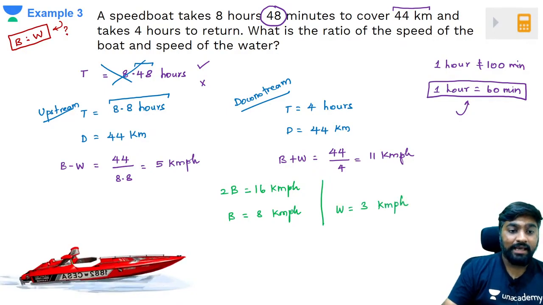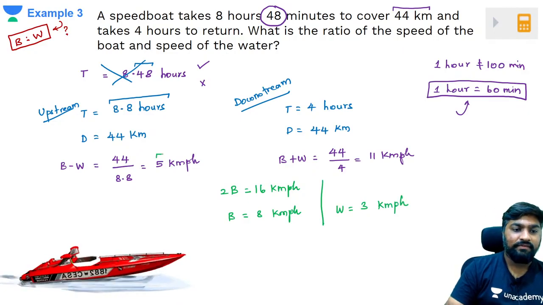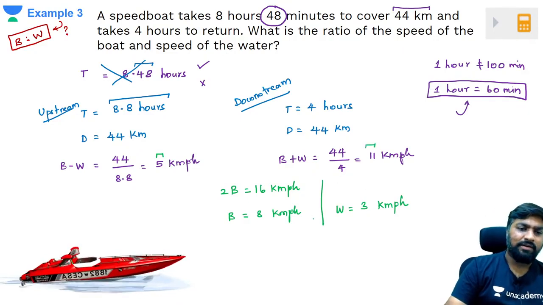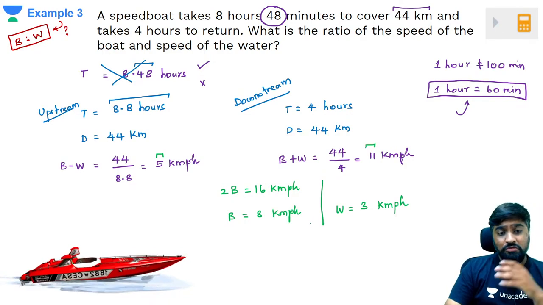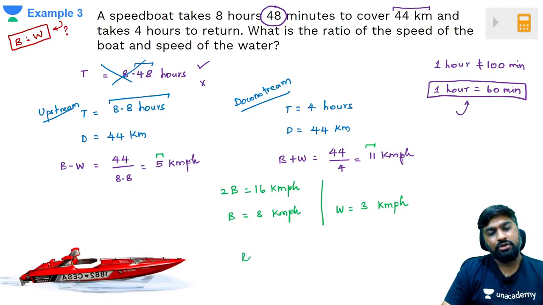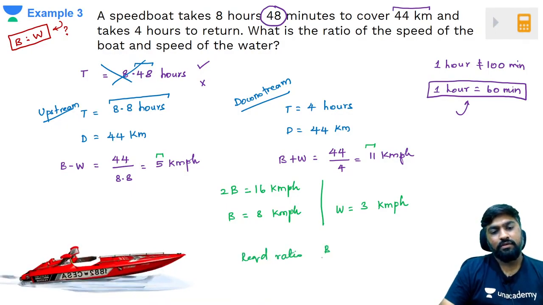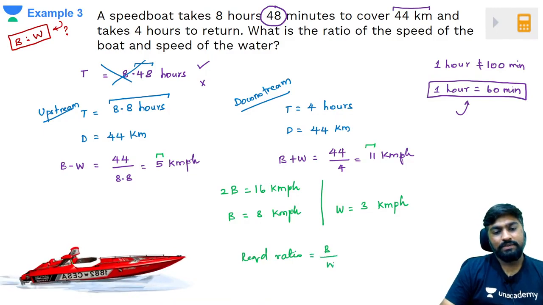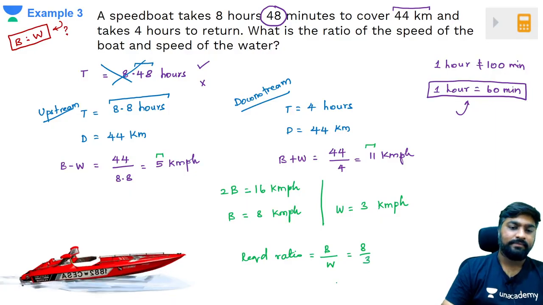Now just to check, 8 minus 3 is 5, 8 plus 3 is 11. Yeah, very basic question, no need to worry about it, but usually people tend to make mistakes here. So the required ratio, which is of boat speed over water speed, that is 8:3.